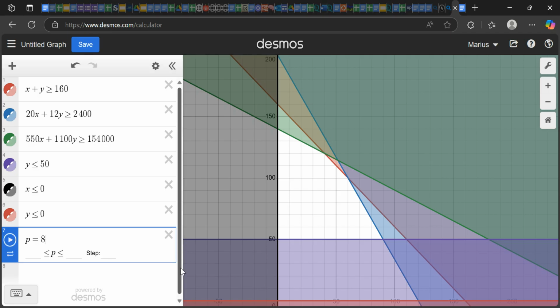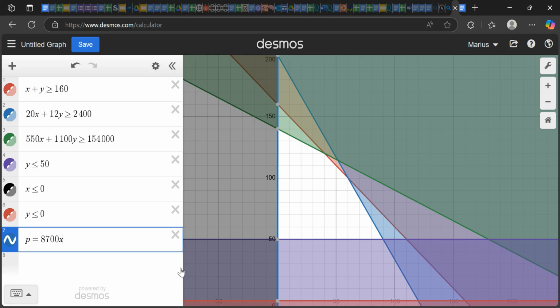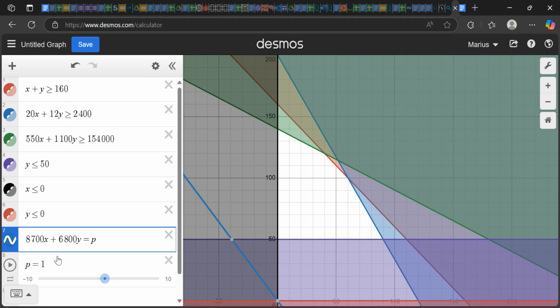So 8,700x plus 6,800y. And let's get rid of that and write it at the end, equals P. Add a slider for P.